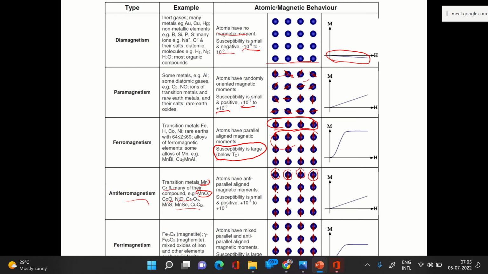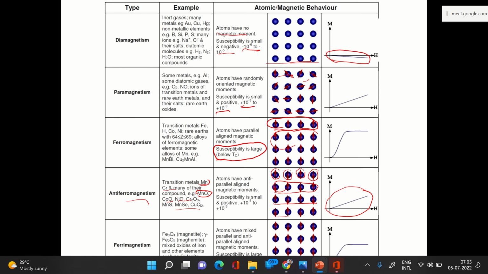If you look at the overall picture, when there is no field applied, or if you apply the field and remove it, you'll find that the net magnetization turns out to be 0. This is the antiferromagnetic behavior that you see through the M versus H curve.